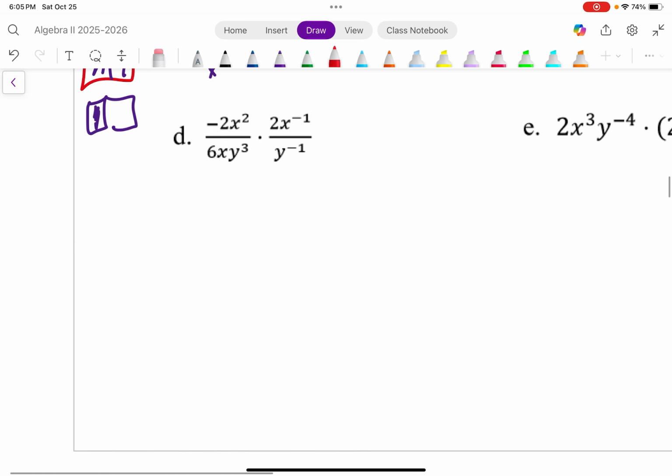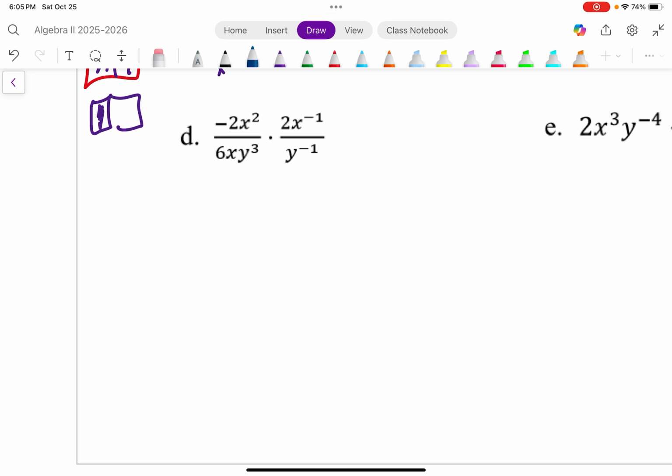Okay. So then for example D, when you have a fraction times a fraction, the first thing I would recommend is multiplying them together first, and then worry about your negative exponents and your simplifying. So when you multiply them, you multiply like parts together. So we multiply coefficients together. So negative 2 times 2 would be negative 4.